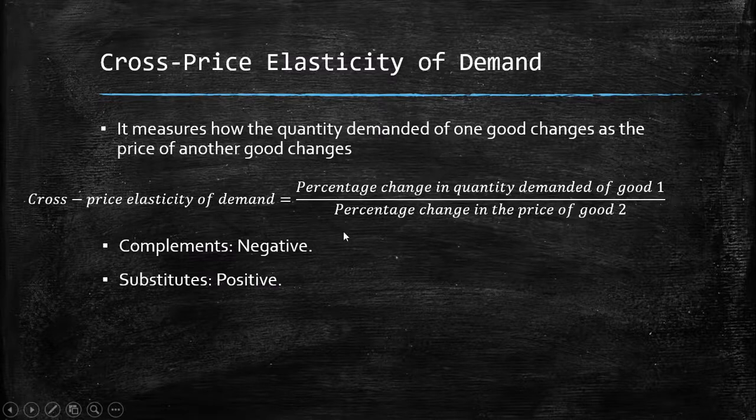So they are complements. But on the other side we have butter and margarine, and in this case, when the price of good two increases, the quantity demanded of good one increases as well. So it's positive. There is a positive relation. So they are substitutes. This is again important, the signs here, instead of the price elasticity of demand, where we just focus on the absolute value.